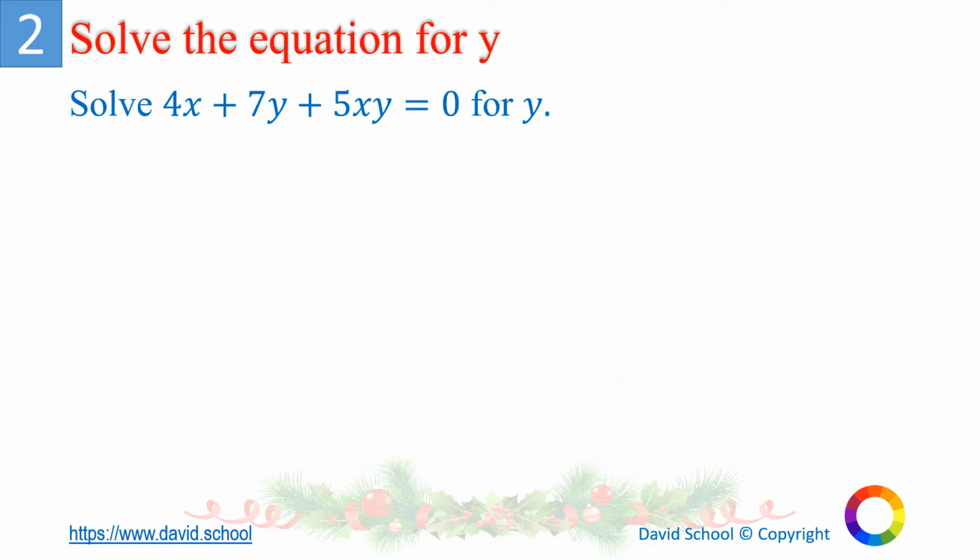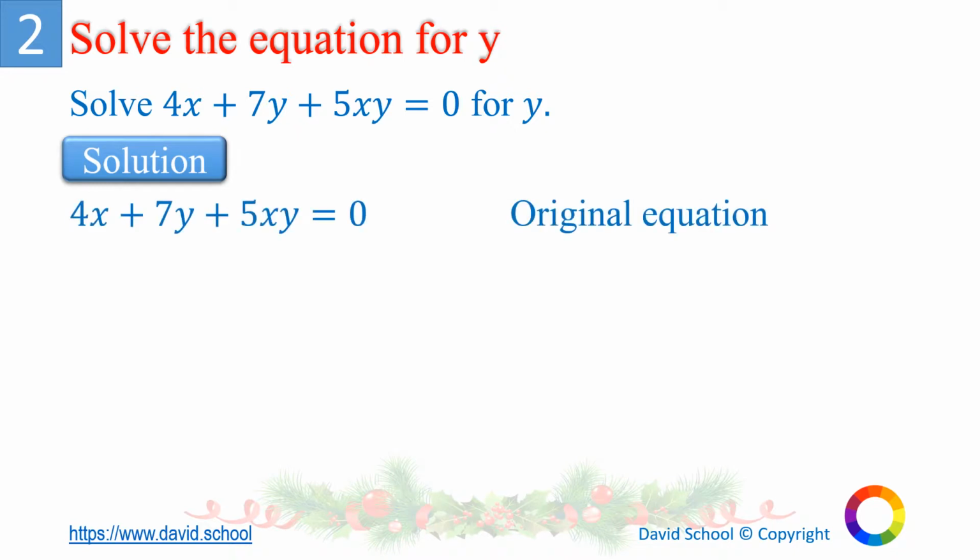Example 2. Solve 4x plus 7y plus 5xy equals 0 for y. Let us solve this. In the given equation, 4x plus 7y plus 5xy equals 0, there are three terms on the left side of equality sign, and in the second term and third term there is a letter y. We are solving this equation for y, therefore we will leave these two terms on the left side.